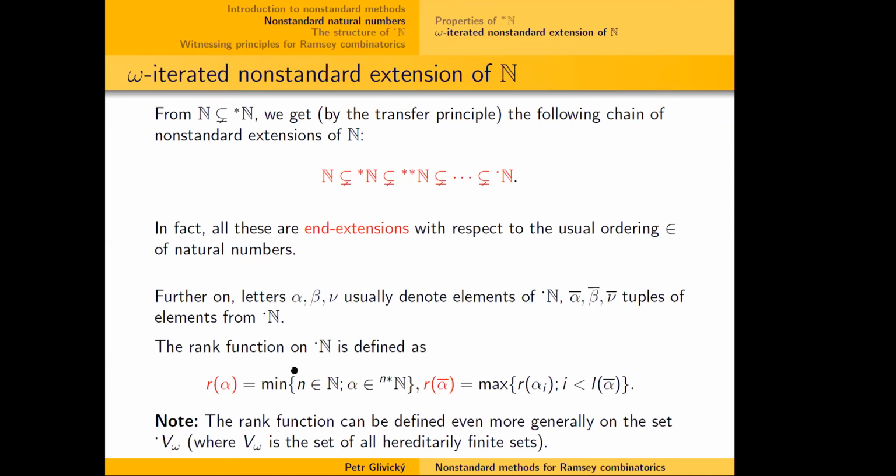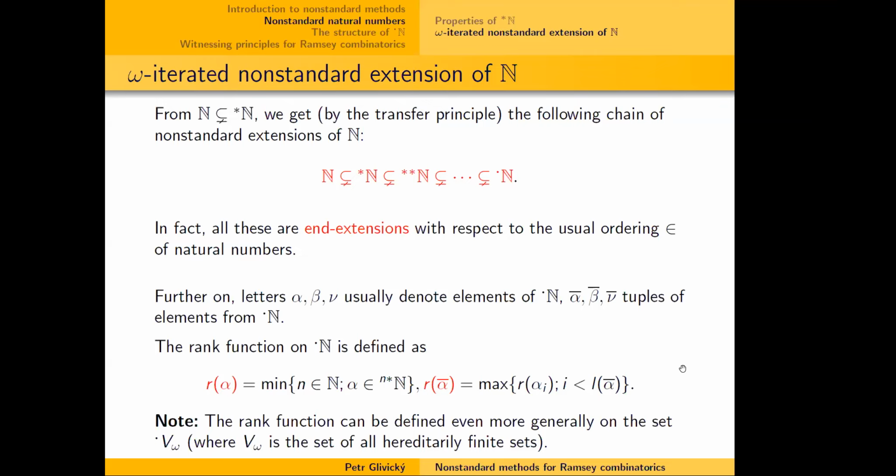Rank of every element is a natural number. So every rank is finite because dot n is actually the union of everything before. So every element of dot n already appears in some of the previous sets. And the rank of the tuple is the maximum of the ranks of the individual elements. So again, basically, it's the first stage where the whole tuple appears in the hierarchy. So that's the rank of element and tuple.